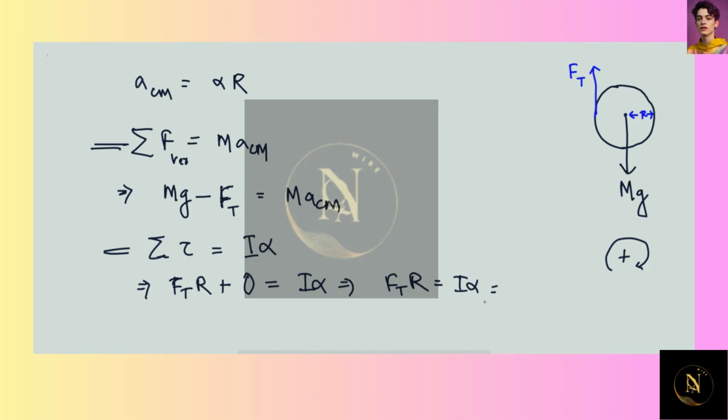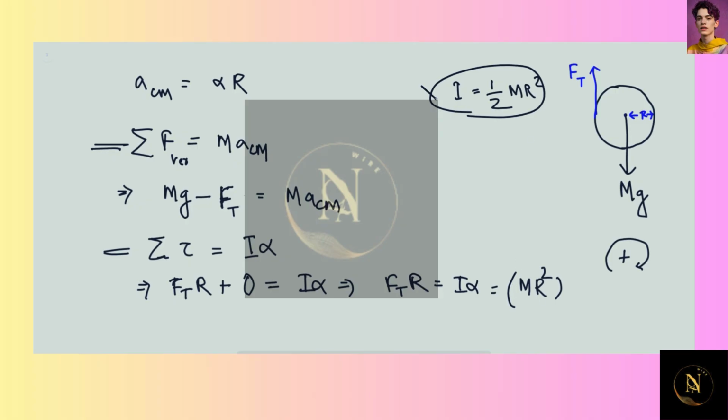Now we will use expressions for I and alpha. I is the moment of inertia of the hoop. Since the hoop is hollow, the moment of inertia will just be equal to mR squared. If it was solid, it would have been half mR squared, but here the hoop is hollow, therefore it is mR squared. Alpha will be the acceleration of the center of mass over the radius of the hoop.